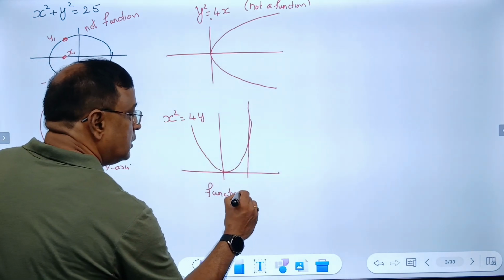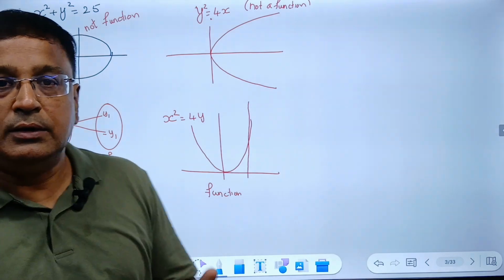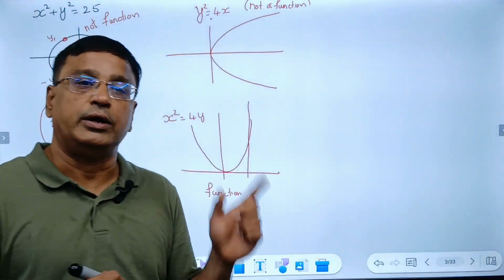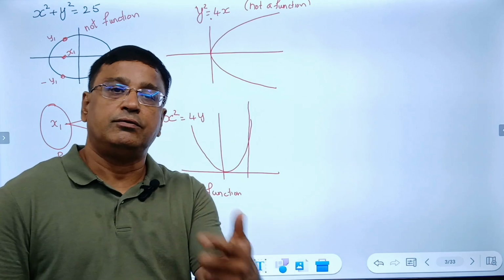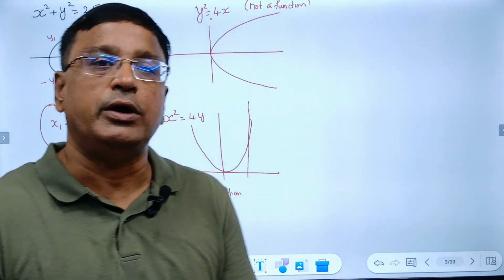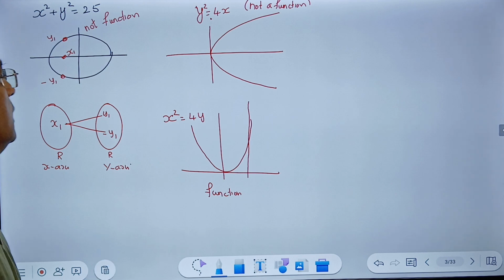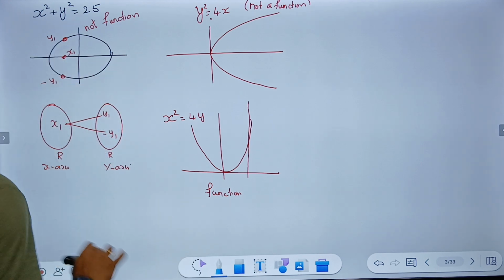So what does the vertical line test say? When the vertical line cuts the graph at exactly one point, as you keep moving it, then it is a function. If it intersects at more than one point, it is not a function. Okay. Now let's look at the semicircle.